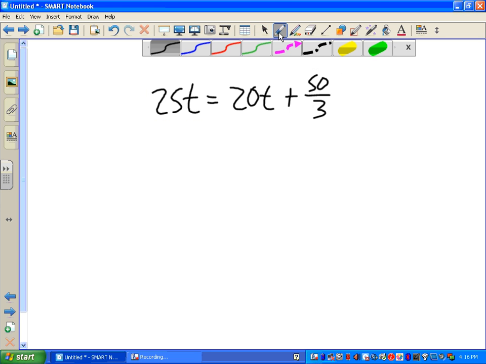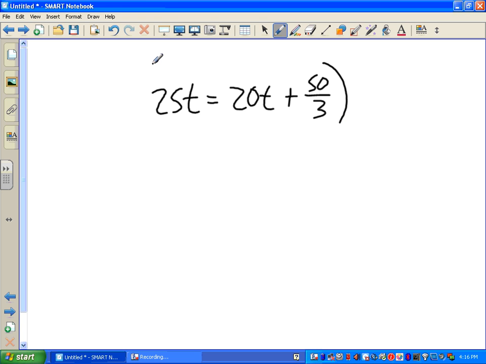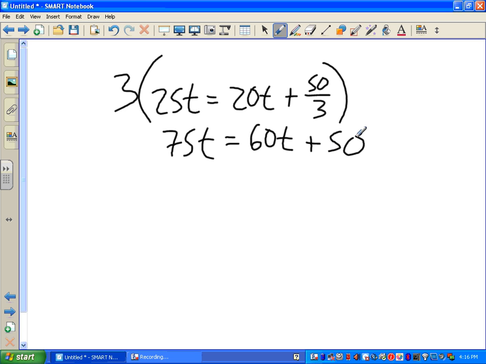First thing I'm going to do is get rid of that fraction of thirds by multiplying everything by 3, because I don't want to deal with the fractions. 3 times 25t is 75t. 3 times 20t is 60t. 3 times 50/3 is 50. Now I have a very easy equation to solve. I need to subtract 60t from both sides. That is a zero pair. 75t minus 60t gives me 15t is equal to 50.